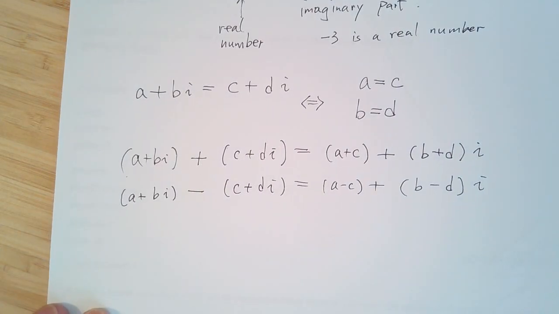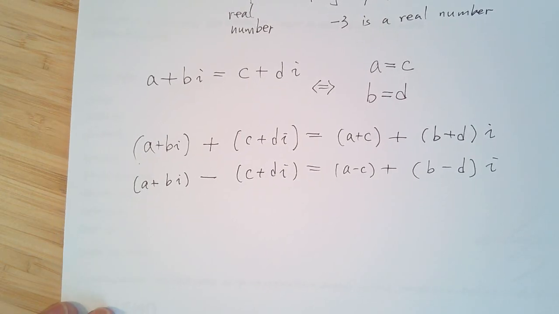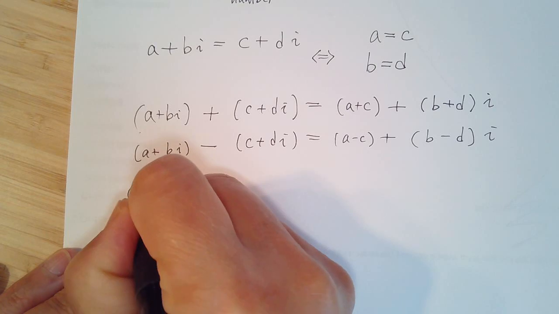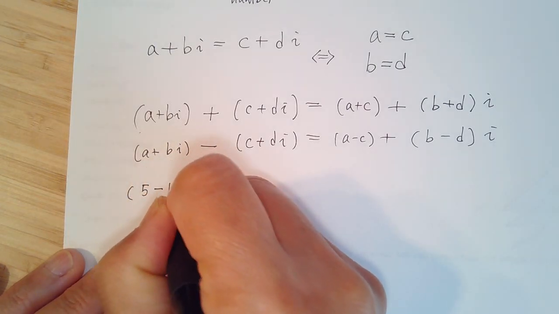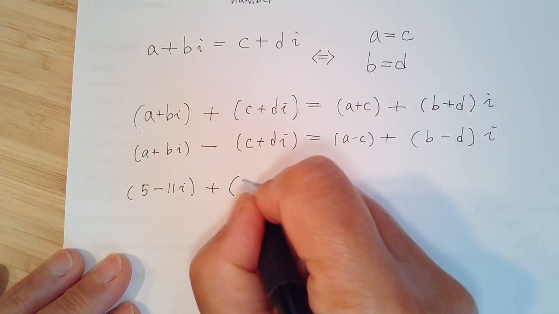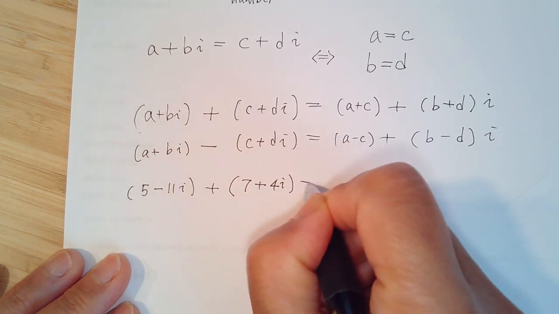It's not bad, right? It's not difficult at all. So let me just give you a quick example so we can practice a little bit. Okay, the first one is 5 minus 11i plus, see, that's a summation of two complex numbers, 7 plus 4i. How do you do this?